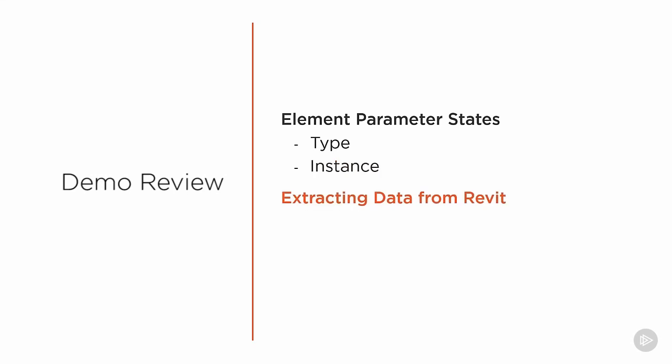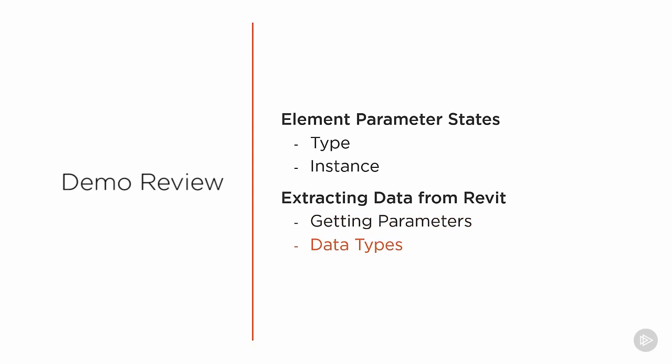So let's review what we went over in this demo. We covered some of the various element parameter states. This includes type parameters and instance parameters, specifically as they applied to a wall element within Revit. We also covered extracting data as it pertains to those parameters from Revit with Dynamo. We looked at getting the parameters, so we obtained some instance parameters and type parameters from walls within Revit inside of Dynamo. So type parameters had a few more steps to obtain, but we went over that as well.